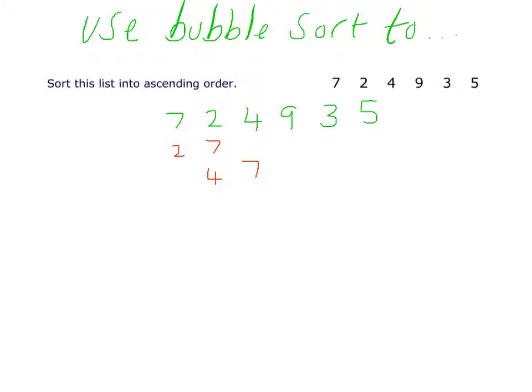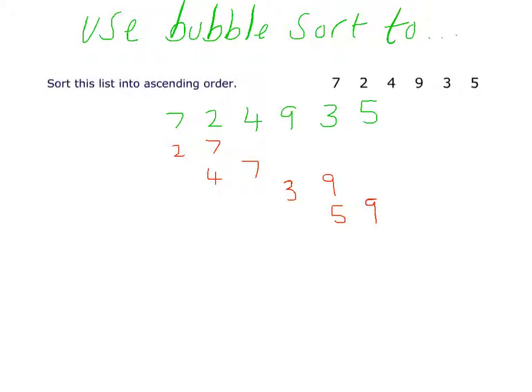The next pair we look at is the 9 and the 3. Now, the 9 is larger, so we're going to swap those over. And the final pair we're going to look at in this first pass is the 9 and the 5, which are also going to swap over.